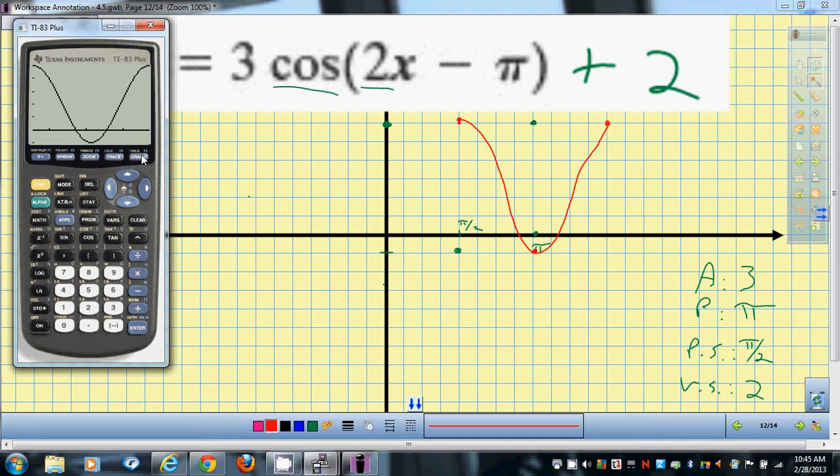How did you get the pi on the y? Good question. What was our amplitude? 3, right? So that means we're going from 3 to negative 3, right? Yes. But we were shifted up with a vertical shift of 2. So you have to add 2 to both of those, and you have 5 and negative 1.